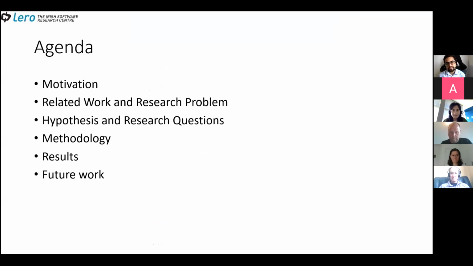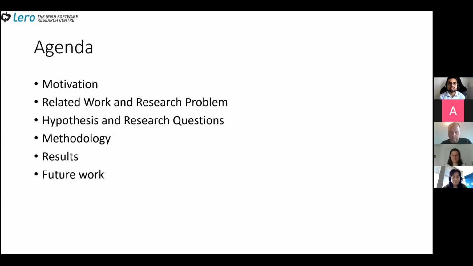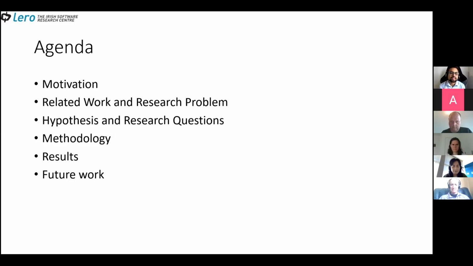So this is the brief agenda for my talk, which covers the main topics of my work as the research motivation and problem, as well as the methodology and results to date plus next steps.